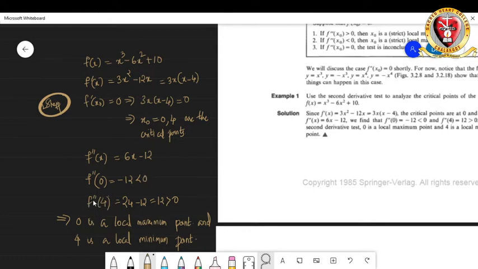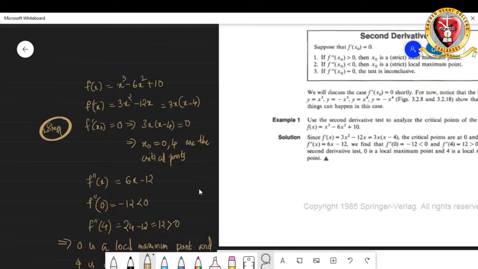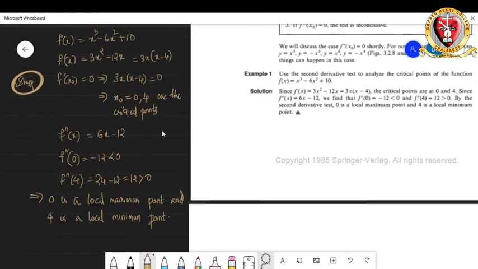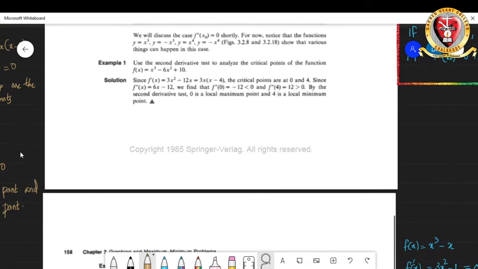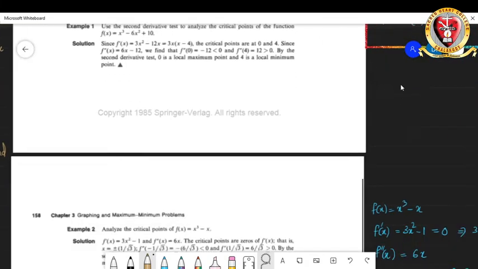And also f double dash of 4 is equal to 24 minus 12, which is equal to 12, which is strictly greater than 0. So you can conclude from the second derivative test that 0 is a local maximum point and 4 is a local minimum point. That's how we wind up example 1.